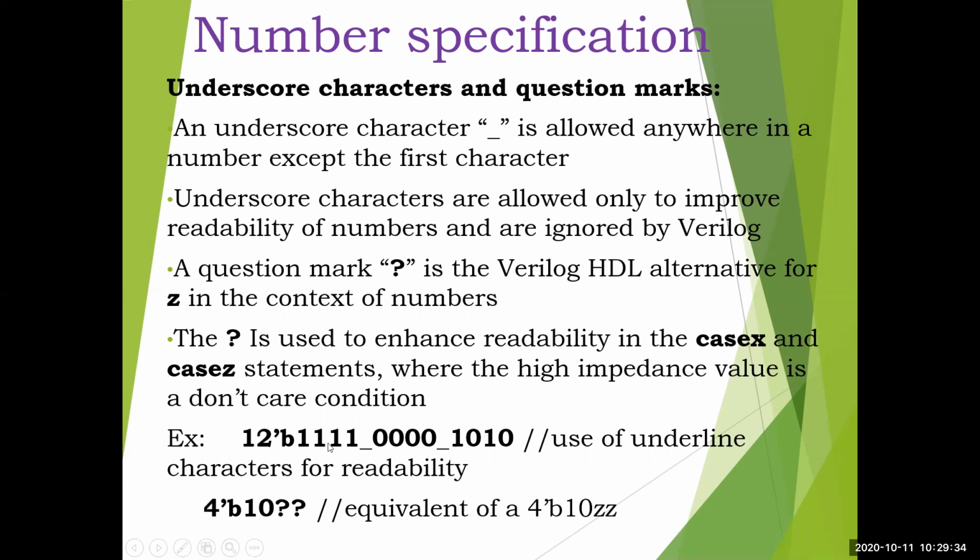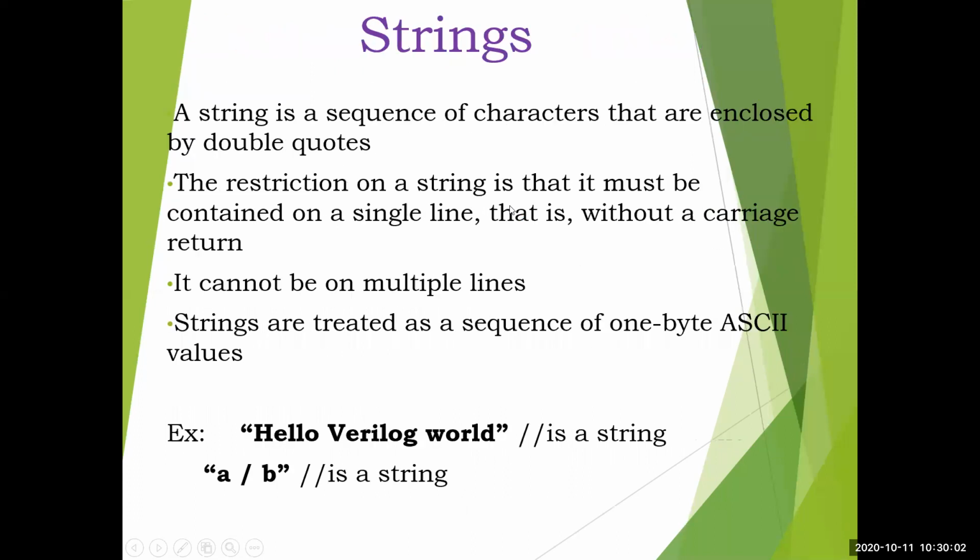Example here: there is a 12-bit binary number. For readability purposes, an underscore is used every 4 bits. It just improves the readability, so you can mention it easily. Then 4'b10?? is there, which is equivalent to 4'b10ZZ. So instead of writing Z, if you use a question mark in numbers, it will treat it as a Z. Okay, so this is about the underscore characters and question mark.